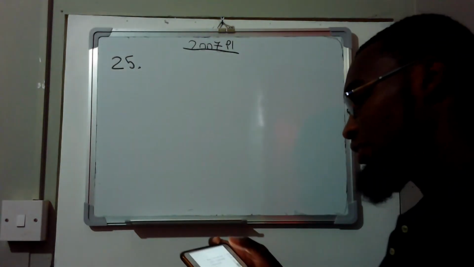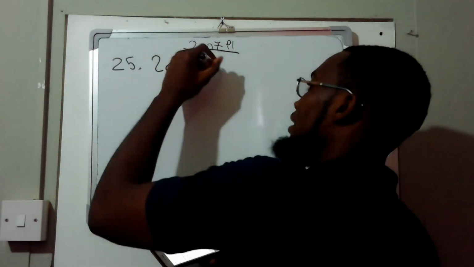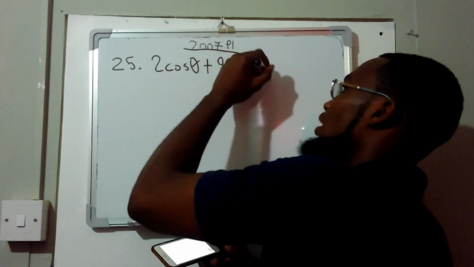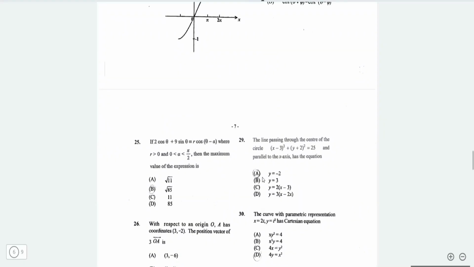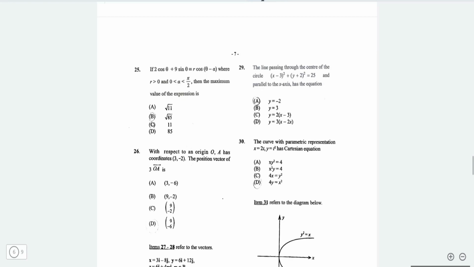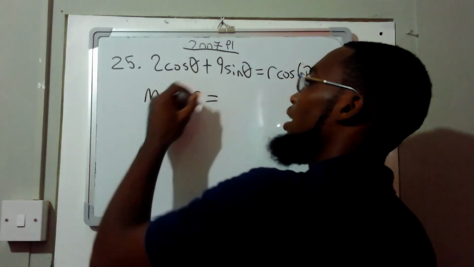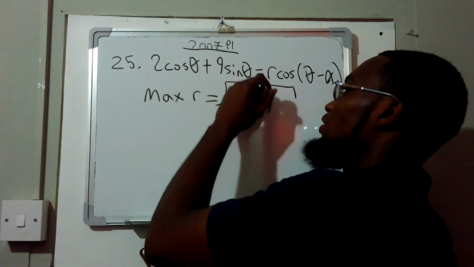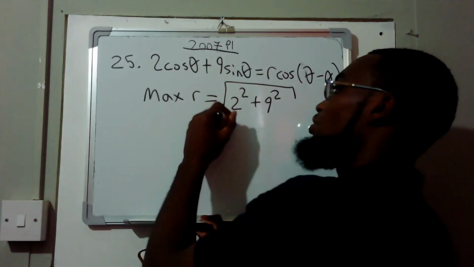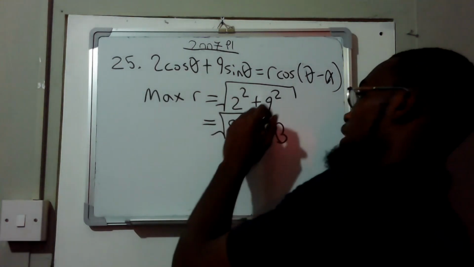Question 25 says you have 2 cos theta plus 9 sin theta, and that's equal to R cos(theta minus alpha). They want us to find the maximum value. So the maximum value is R, and R is equal to the square root of the coefficient of cos squared plus the coefficient of sine squared. That's 81 plus 4, that's 85. That's the square root of 85. That's option B.